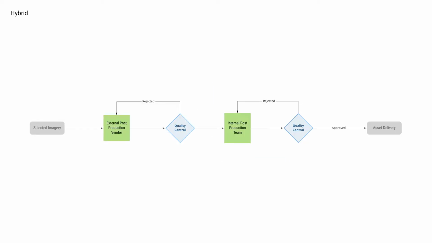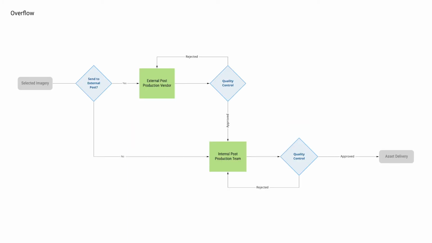The hybrid workflow is set up so that every image goes to an external vendor and then to the internal team. This is a common workflow where the base retouching is done by the external vendor and the internal team handles the subjective detail work. Lastly, overflow, a workflow that allows you to route images to an external vendor if your internal teams are at capacity. You can select unique workflows for different product types, processes, or even clients, and select unique vendors for each workflow, giving you maximum flexibility to make sure that you can use the right resources for the job.